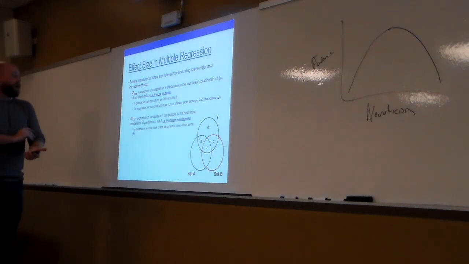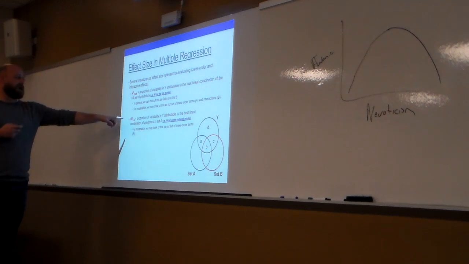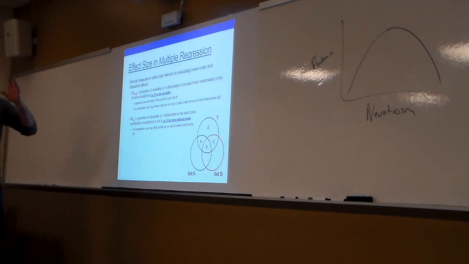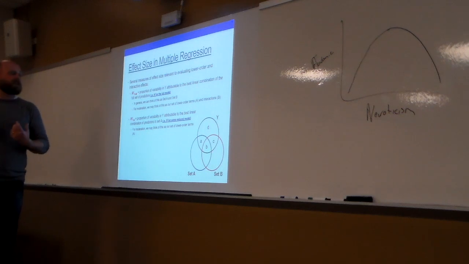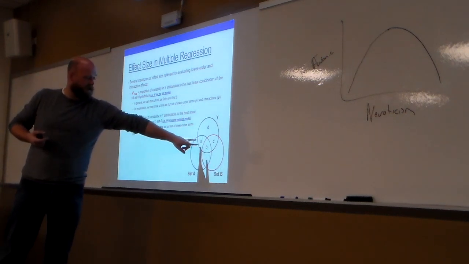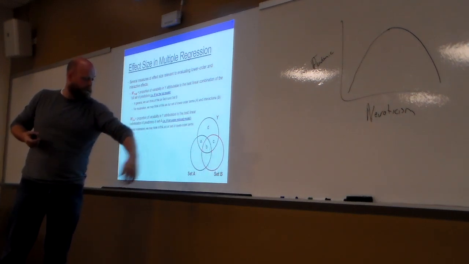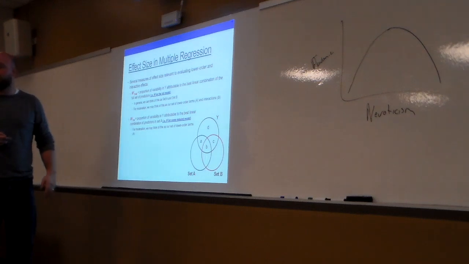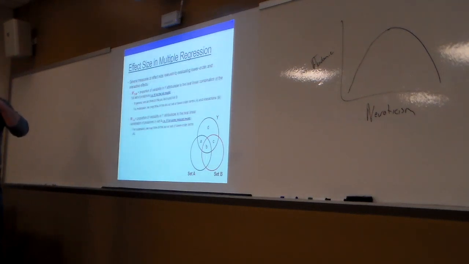We can also start thinking about R squared given A. We think about this as the proportion of variability in our outcome attributable to the best linear combination of predictors just in set A. If we're thinking about this in terms of a moderation model, this is the proportion of variability in Y that's attributable to just our first order effects, without the inclusion of any interaction terms. Set B is not included in the model yet.